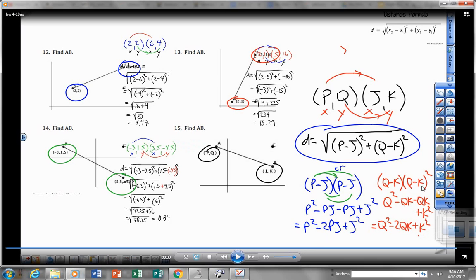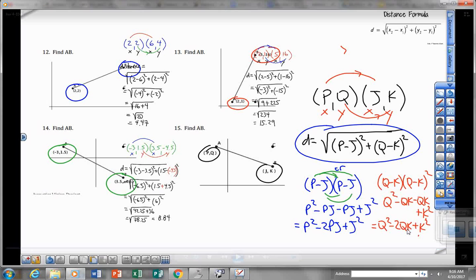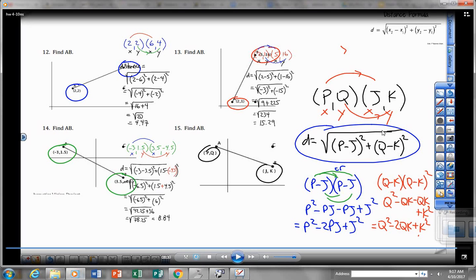But again, watch the pattern. Q times this Q, Q to the second power. Q times this minus QK. Another Q times a negative K, another minus QK. And then negative K times a negative K, positive K squared. These two middle terms combine to give me negative 2QK. Again, don't worry about that. If you want to leave your answer like this, that is fine. If you want to put those two inside there, you can, but I would not suggest that.